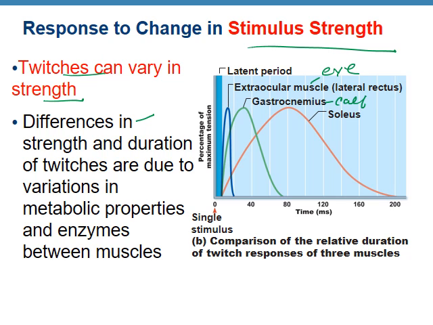This is your calf, and this is your soleus, which is directly underneath your calf. So we can see a single stimulus, and we're looking at over time the amount of tension. So you can see that the eye muscle works very quickly. You can see that the gastrocnemius muscle stays contracted over a longer length of time. And then you can see that the soleus stays contracted and develops a larger amount of tension over a longer period of time.